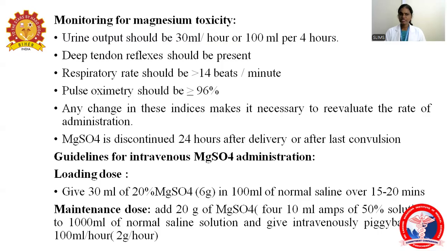Magnesium sulfate should be discontinued 24 hours after the delivery or the last convulsion, whichever occurs later. Guidelines for intravenous magnesium sulfate administration include a loading dose of 30 ml of 20% magnesium sulfate, that is 6 grams, in 100 ml of normal saline over 15 to 20 minutes. And a maintenance dose of 20 grams of magnesium sulfate, that is four 10 ml ampules of 50% solution, in 1000 ml of normal saline, given intravenously piggyback at a rate of 100 ml per hour, that is 2 grams per hour.